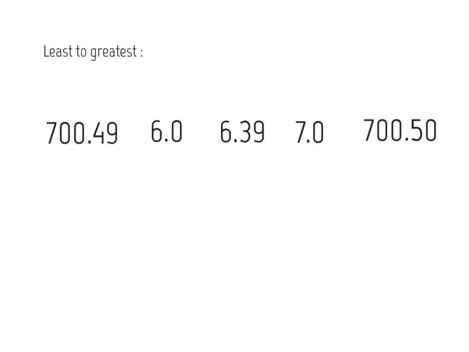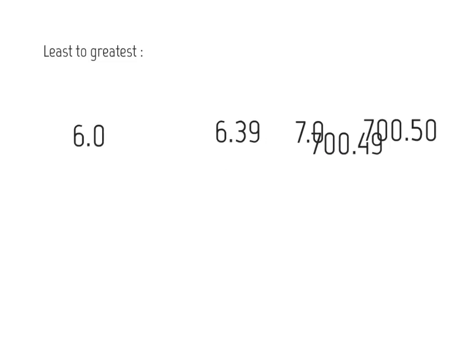Now, we'll look at the 700s. 700.49 and 700.50. Because the numbers are the same, we're going to do the same thing we did with the 6. We have 49 and 50. Because 49 is smaller than 50, we are going to move it in front of 700.50.